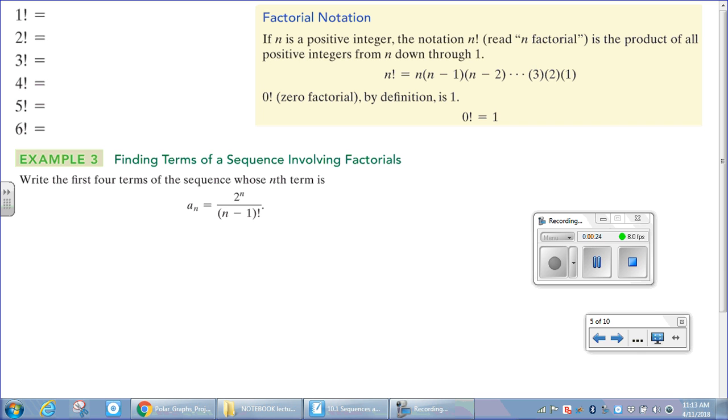So let's go over what is the factorial notation. And so what this is... what happened? Did I close it? The printer?